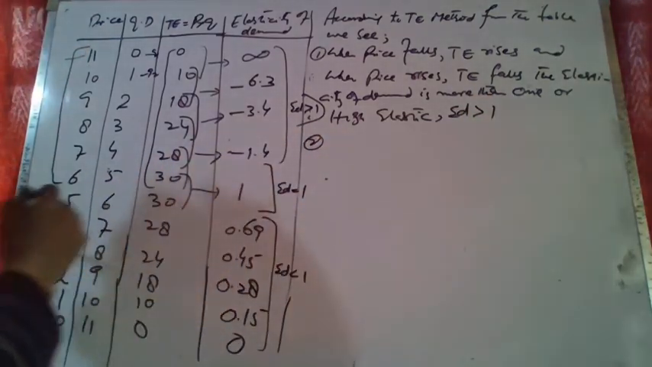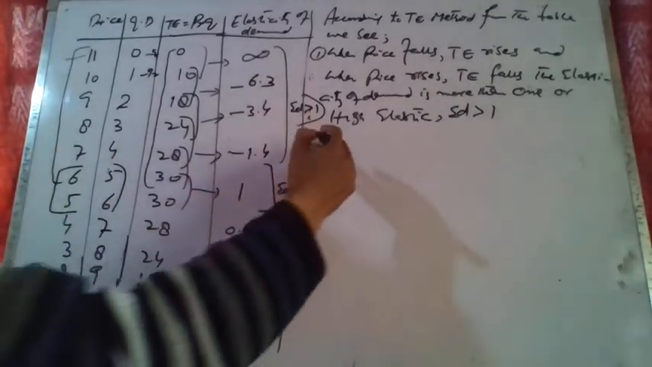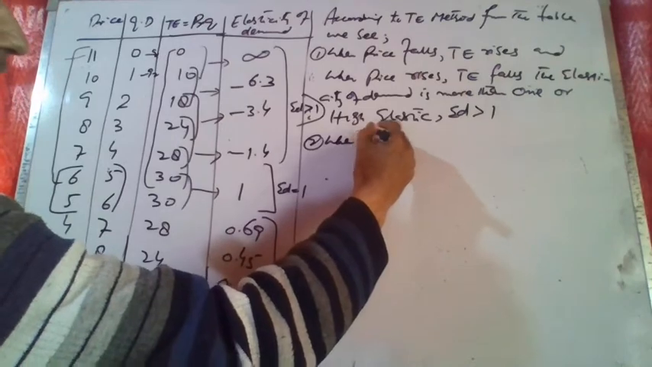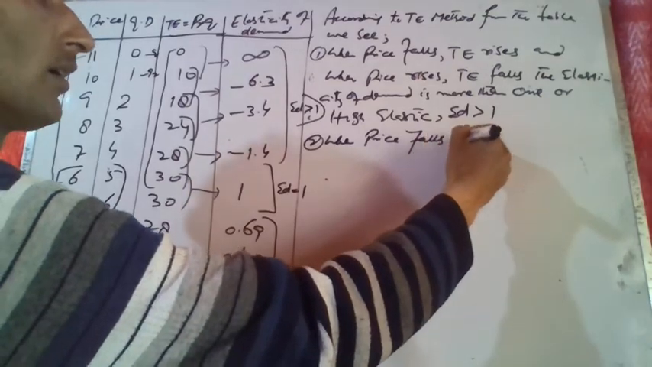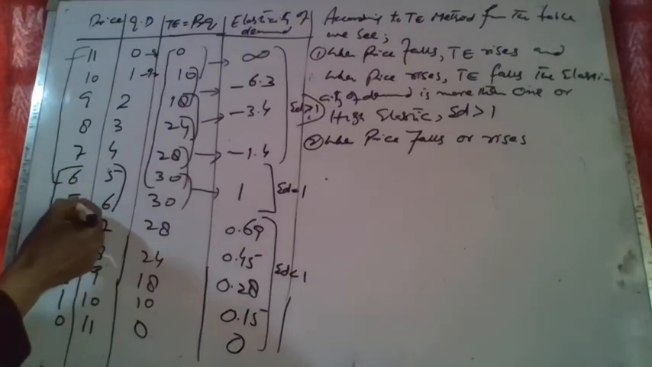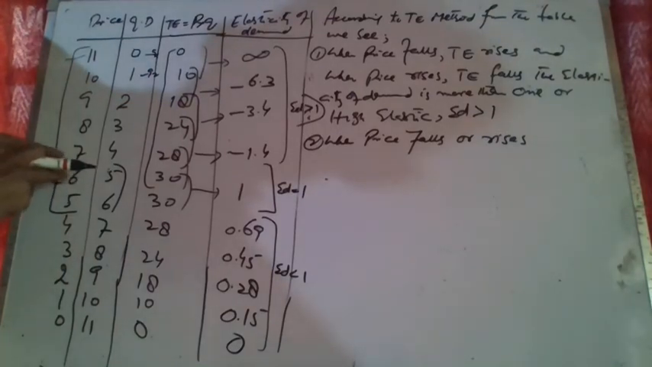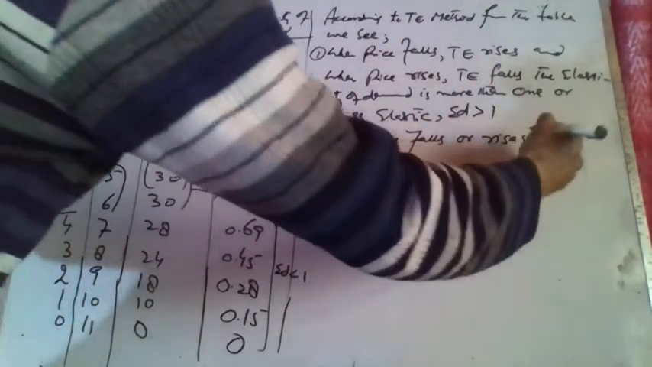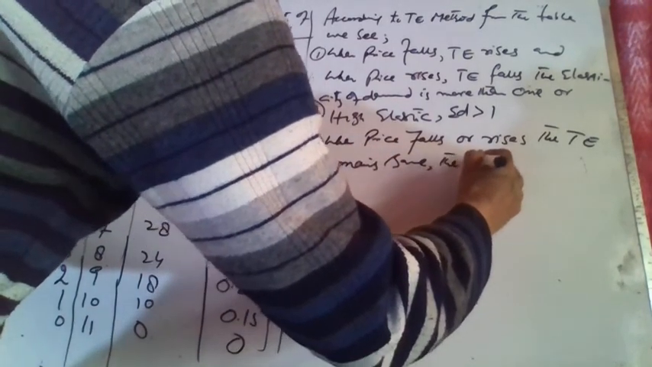Number second, अगर ये स्टेज हम उठाएंगे 6, 5, 5, 6, the elasticity of demand is 1. When price falls or rises, 6, 5, 5, 6 total expenditure is the same. ये देखना है यहाँ प्राइस फॉल होता है, टोटल एक्सपेंडिचर सेम, प्राइस राइज होता है तो टोटल एक्सपेंडिचर सेम. When price falls and rises, the total expenditure remains the same.